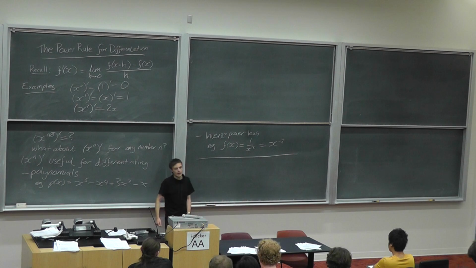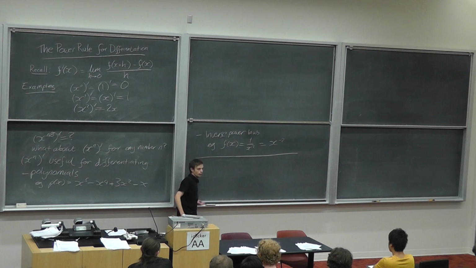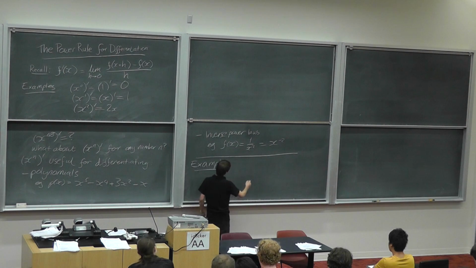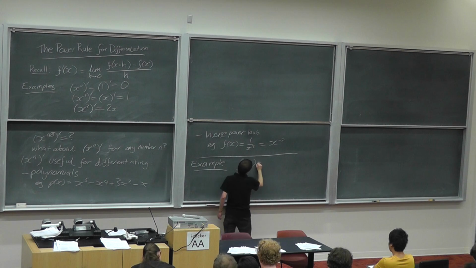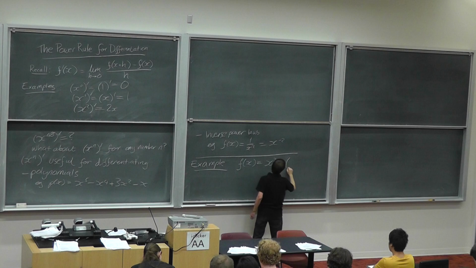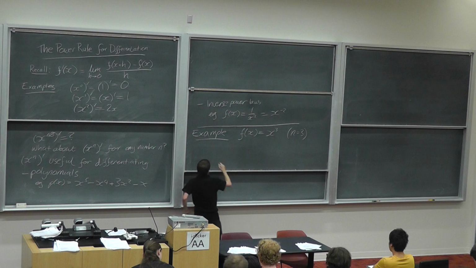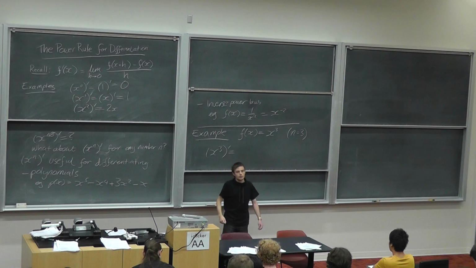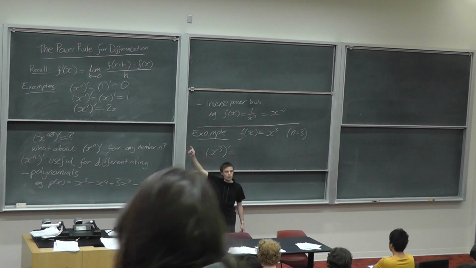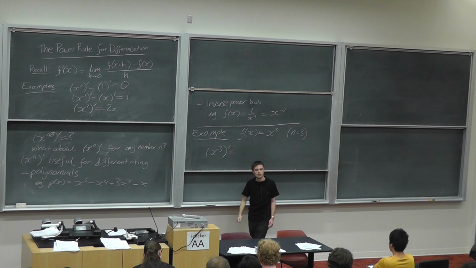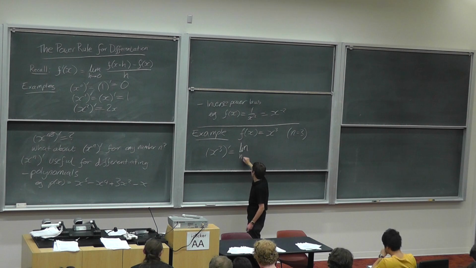Okay, so before we look at x to the n, let's look at a specific example that will show us the method that we need to derive this formula. So, example. We use f of x equals x cubed. So n equals 3. And the derivative of x cubed is what? Using the definition we've got up there, what's the derivative of x cubed? We'll start with the limit definition.